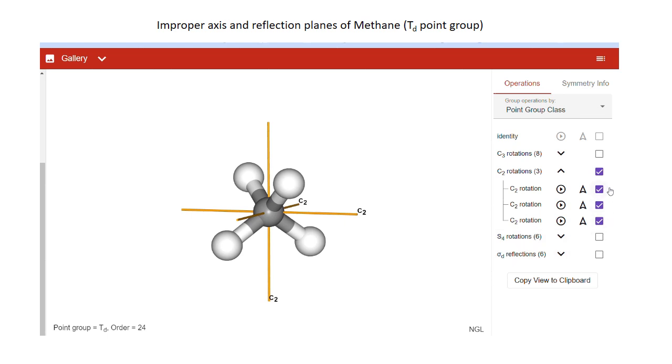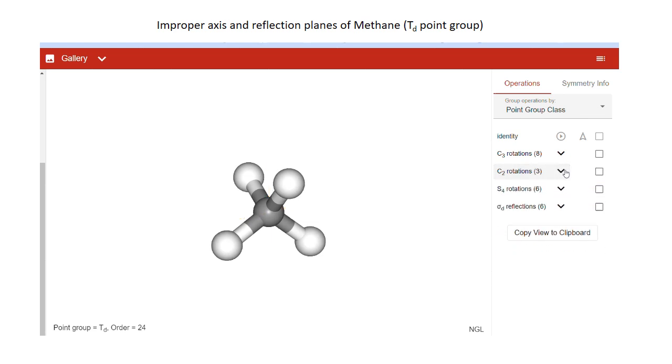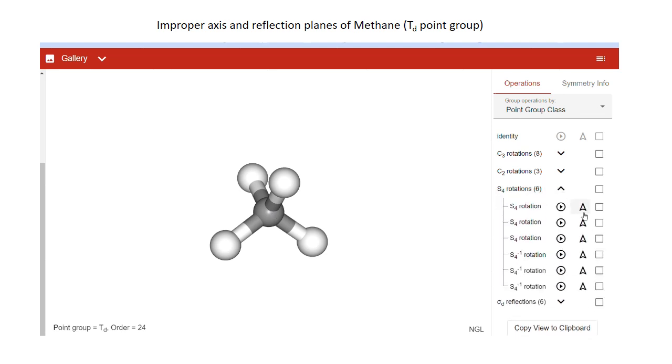So I will load one of the C2s, which is this middle one. I will use it as a C4 axis and I will do the improper axis operation. I have chosen the same orientation that I have shown you in the PDF which I shared in one of the classes, so that you can follow it easily.